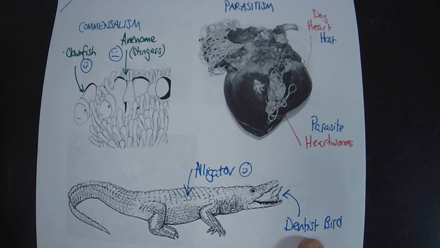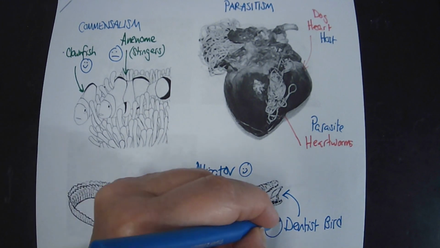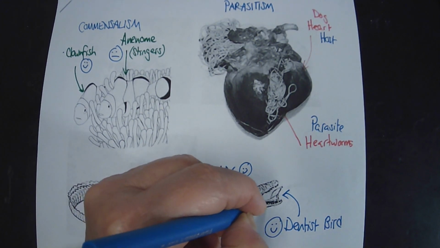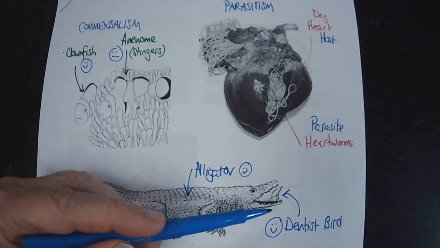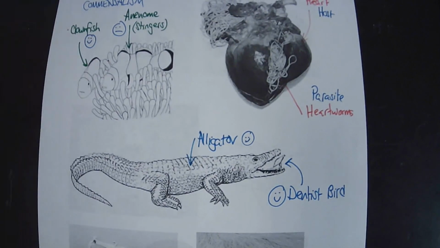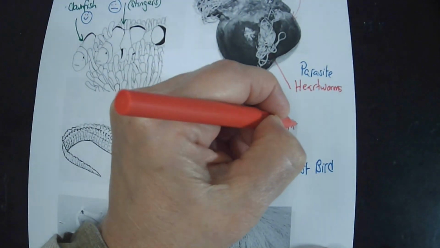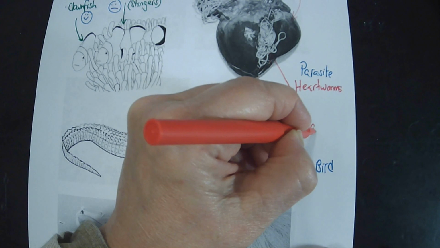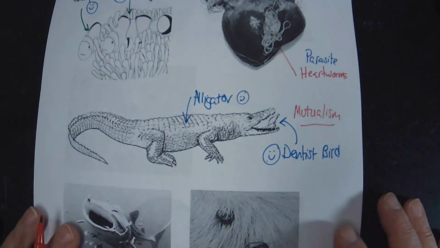The dentist bird here, it gets two things. One, it gets to eat all the food and the scraps that are in the alligator's teeth, but it also, you're not going to mess with a bird that hangs out in the mouth of an alligator. So it gets protection as well. When everybody is happy and we get positive relationship from both of them, that is an example of what we call mutualism. Okay, so it's two happy faces.